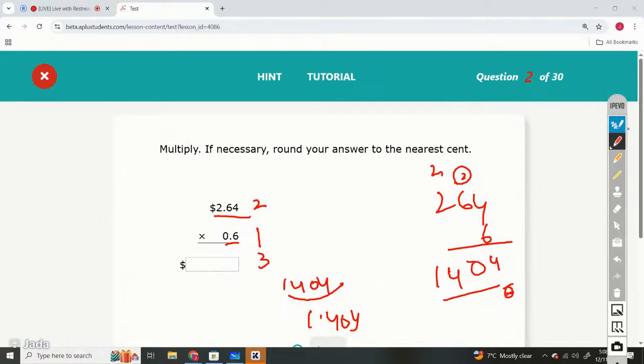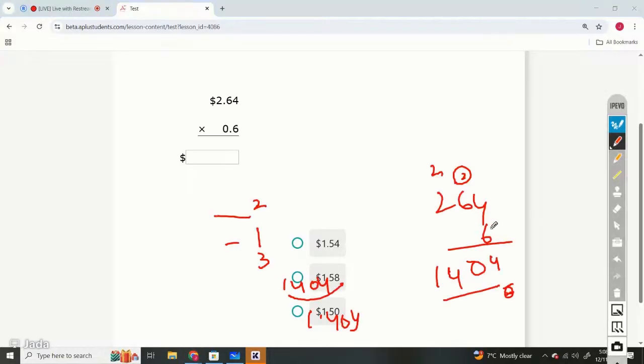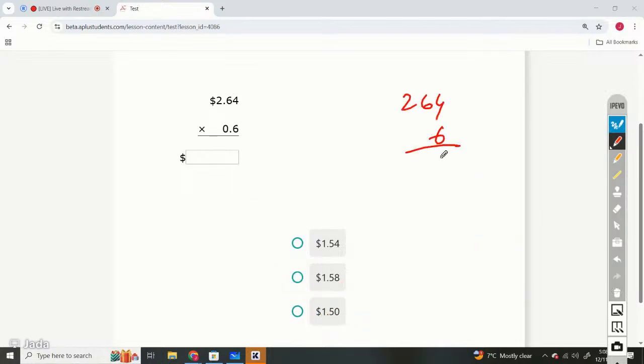Why am I not getting the same answer? Wait. 6 times 4 is 24, right? 4 carry 2. 6 times 6 is 36. Oh, I did 264 times 6. 6 times 4 is 24, right? 4 carry 2. 6 times 6 is 36 and 2, 38. 8 and carry 3. 6 times 2 is 12, 13, 14, 15. So move the decimal point 3 places left.